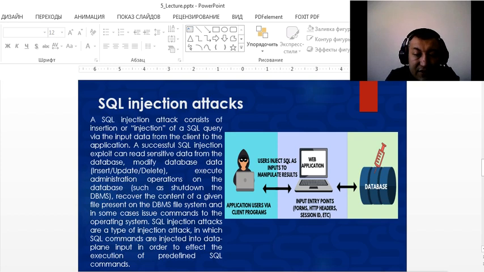SQL injection attacks are a type of injection attack in which SQL commands are injected into data plane input in order to affect the execution of predefined SQL commands.